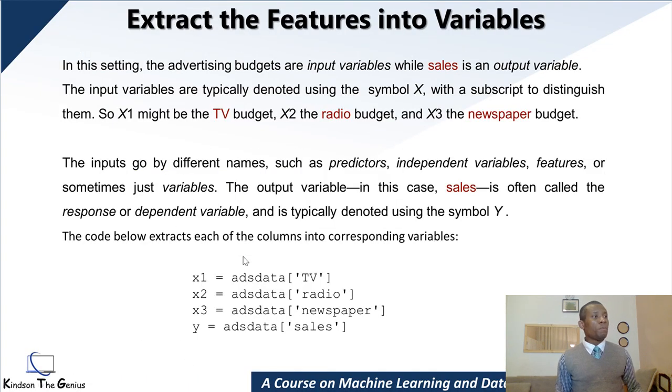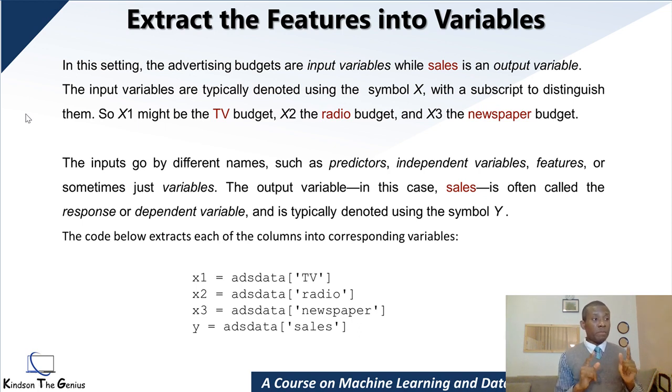Let's move on now. We need to extract the features into variables. So what we are saying is that we need to put each of these columns into its own variable. We are going to extract the column for TV, the column for radio, and the column for adverts. So I'm going to just read what I have in my presentation.